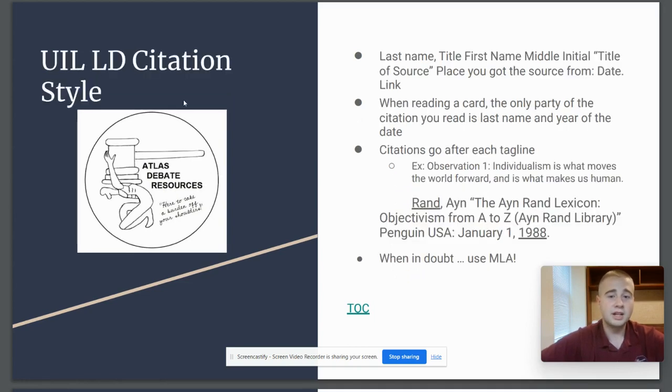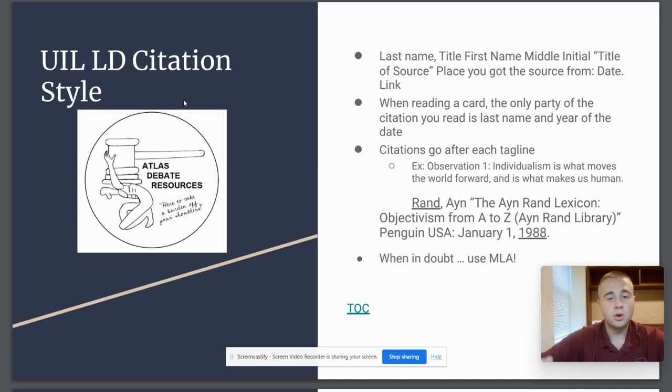Last thing I want to get out of the way is UILD citation style. Very similar to MLA style, but not as stringent, not as specific. What you're going to do is put the last name, comma, first name, underline the last name or bold it, whatever makes you know that this is what you read. Because when you go through your case, you're going to read the last name and the year. So last name, comma, first.